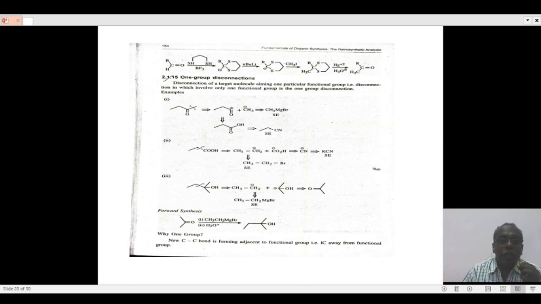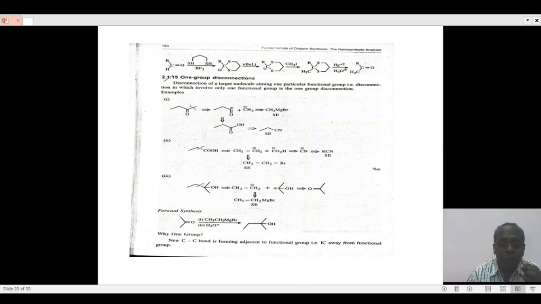Then I will give some other examples of one group disconnection. Here 2-butanone is taken. In 2-butanone, we are going to break the carbon-carbonyl bond. As a result, you are going to get two fragments. One fragment, the methyl group, has a negative charge. The equivalent molecule will be a Grignard reagent. Then the other fragment is an acyl cation that can be obtained from cyanide. These two combine together to get this ketone.